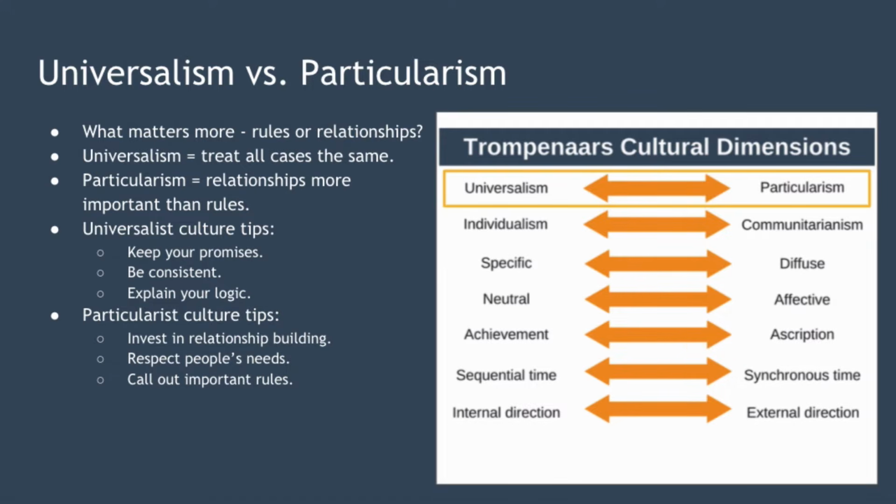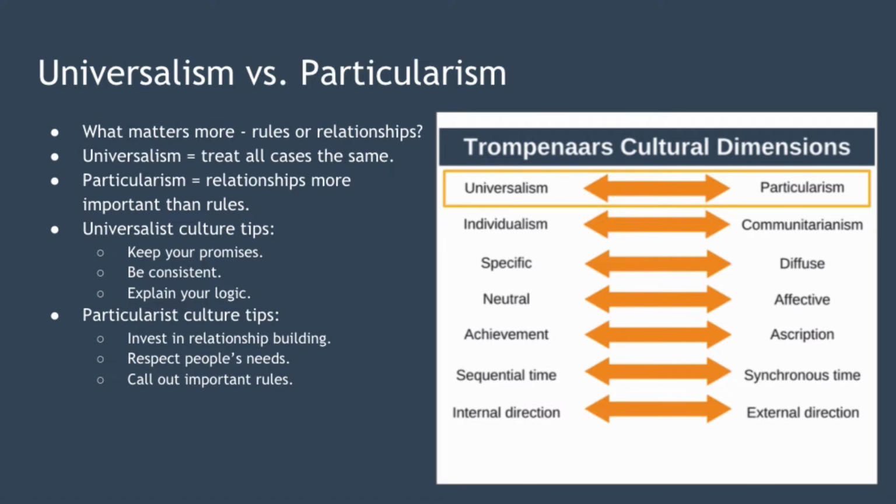So first we have Universalism versus Particularism. Now, this dimension can be summarized by asking what matters more, rules or relationships. Cultures based on universalism try to treat all cases the same, even if they involve friends or loved ones. So the focus is more on the rules than the relationship. Universalist cultures include Canada, the US, the UK, and Australia, for example.